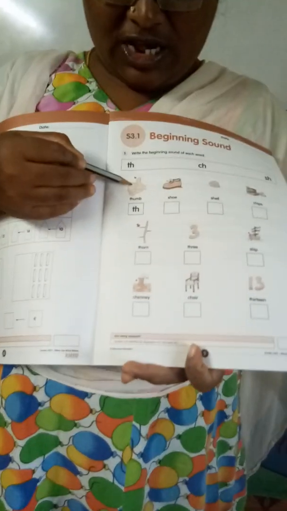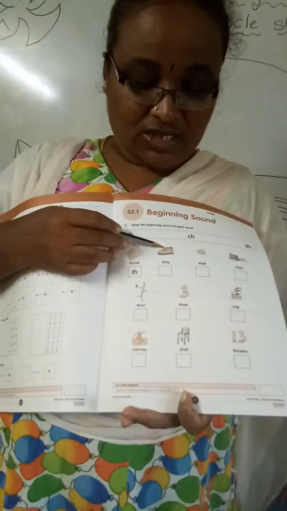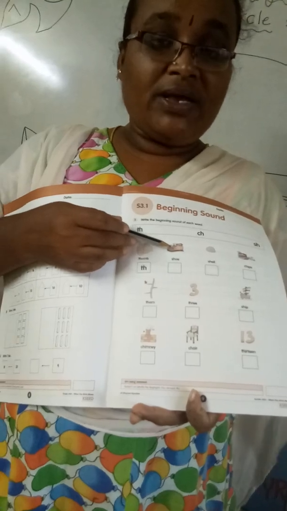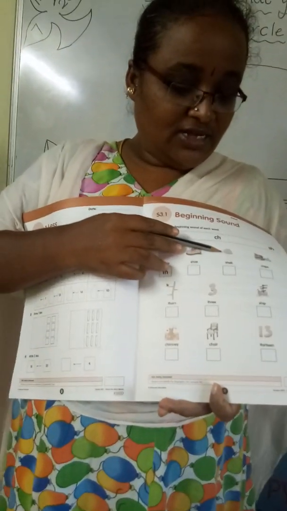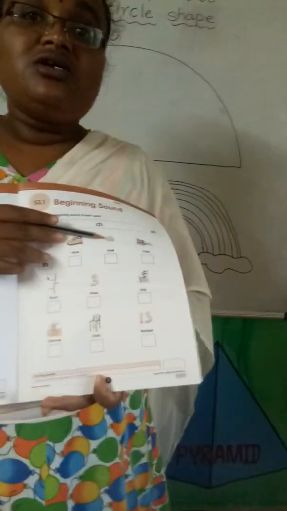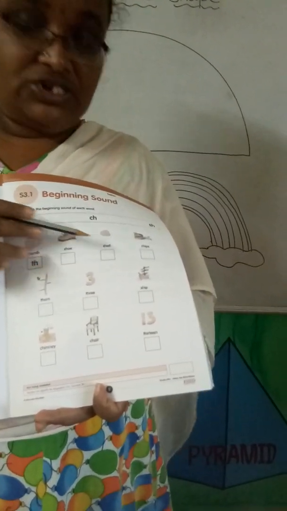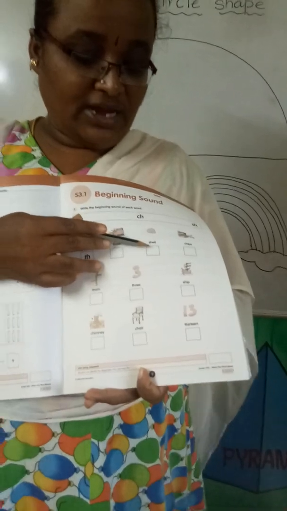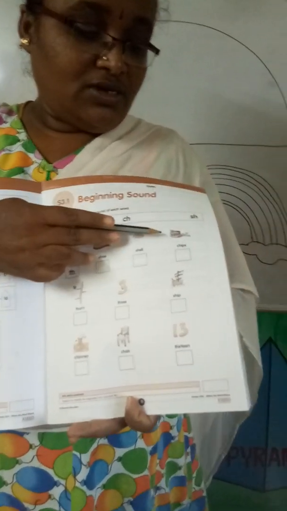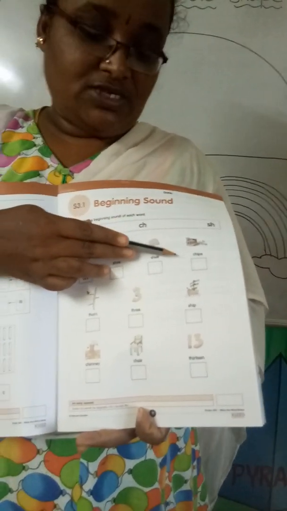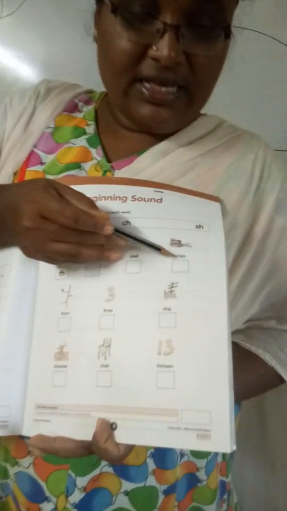What is the picture given? The thumb. So what letter will come? Th, it. Next, what picture this is? Shoe. What is the beginning sound? Sh, s, sh. Next, what is the shell? Shell. So you have to write sh. Next, chips. Chips. So what is the beginning letter? Ch.